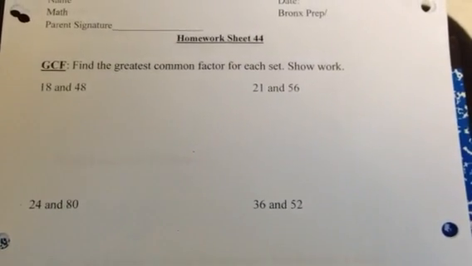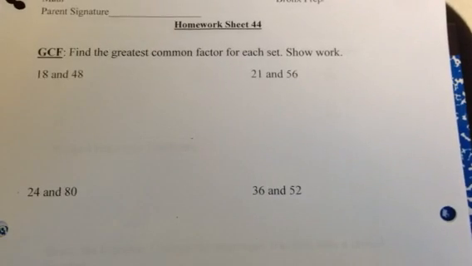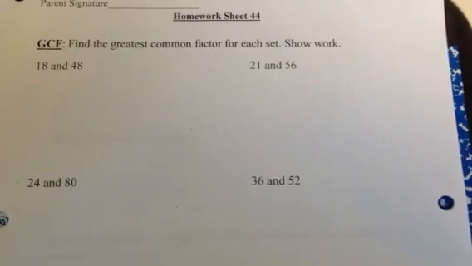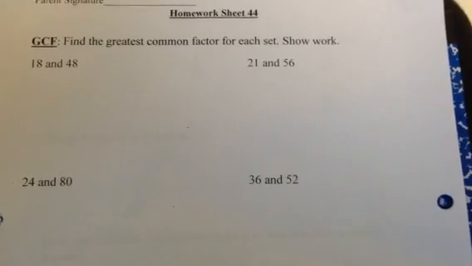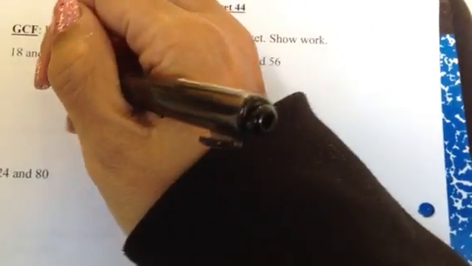This is our homework for tonight, homework sheet 44. Today we learned a new skill on how to find the greatest common factor without using a factor rainbow. Instead, we're going to use a factor tree. So I'm going to do only the first one for you guys. Let's do 18 and 48.